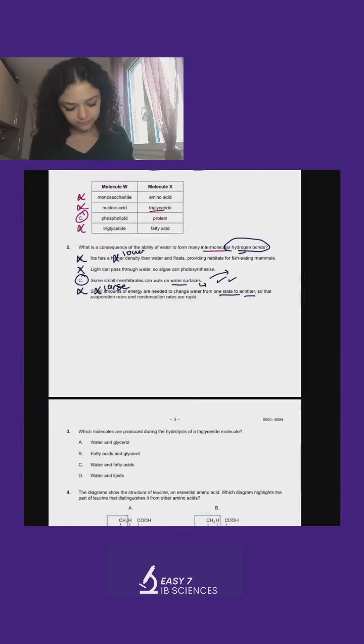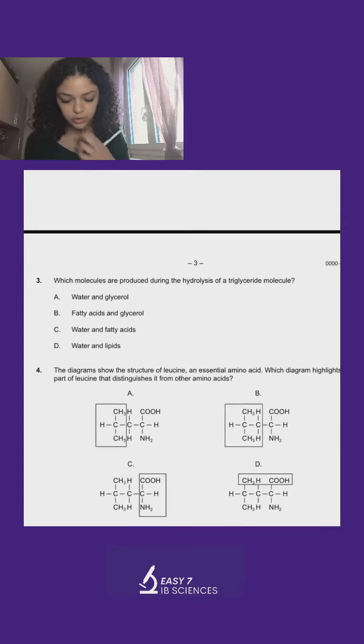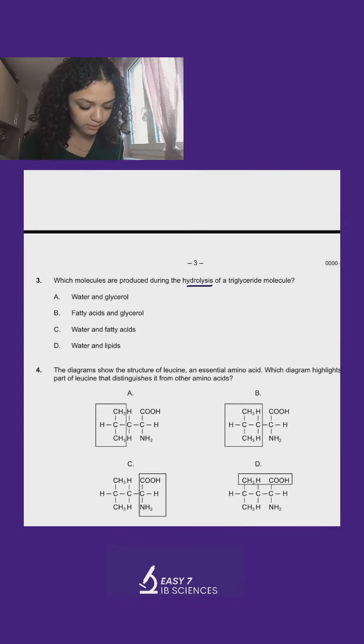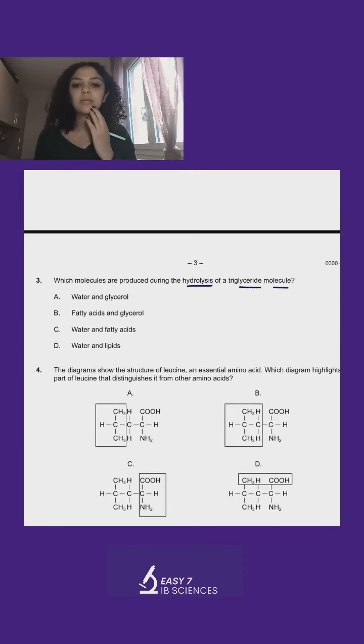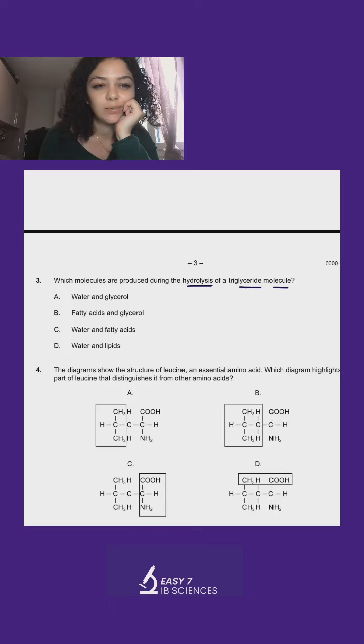Okay, perfect. We move on to question 3. It says, which molecules are produced during the hydrolysis of triglyceride molecule? So what makes up triglyceride molecules? Can anyone tell me in the chat?